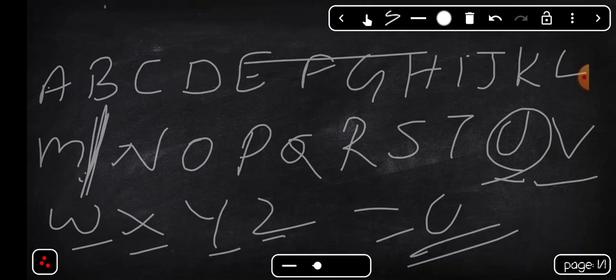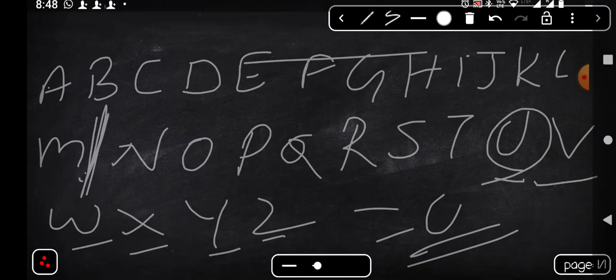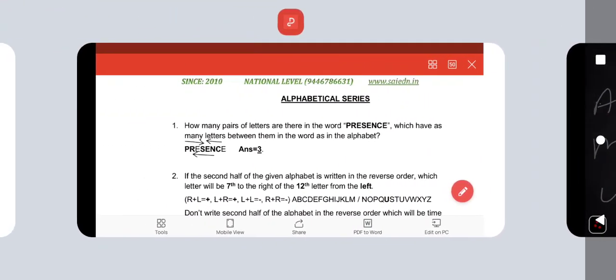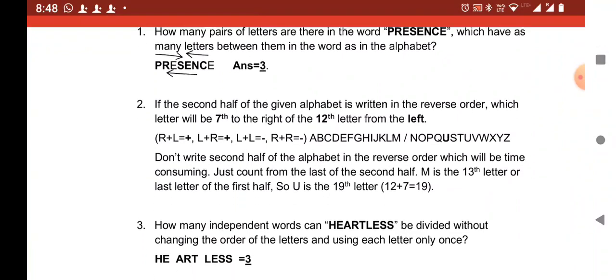We have to count from the last end. Okay, that will be better. Suppose if you write in the reverse order, it will take time. Okay, it will be time consuming. This is the method, it's the easiest method. Then let us see the third question.